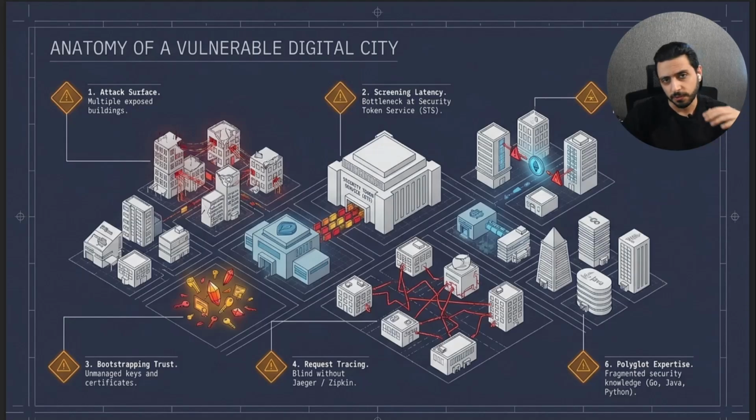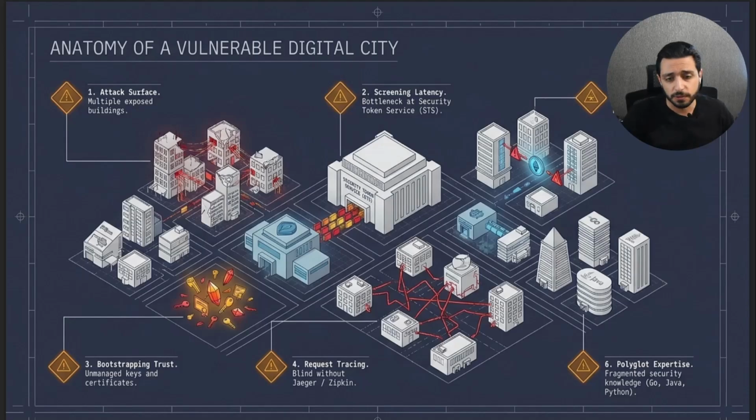The second issue is screening latency. In the old model, you check the user's credential once at the entrance. In microservices, every single service must perform its own independent security screening. If every service has to call a remote security token service just to verify a request, your system's performance will drop. The next issue is bootstrapping trust.